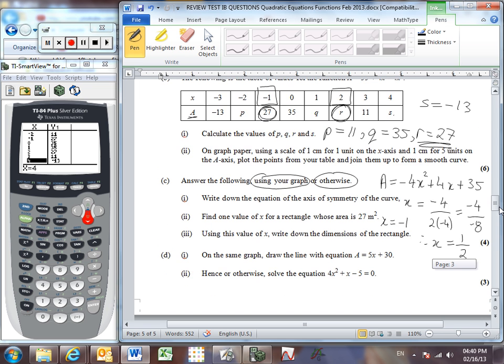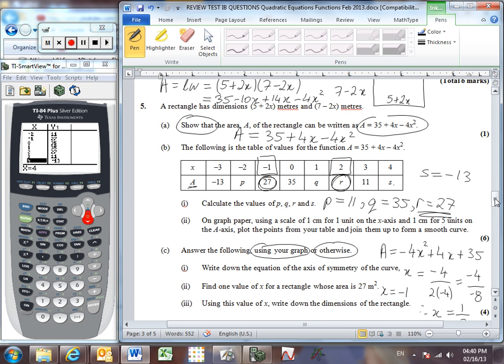Alright, part I says, using this value of x, write down the dimensions of the rectangle. The dimensions mean the length and the width. We know that our rectangle has dimensions 7 minus 2x by 5 plus 2x. So let's substitute in my value x equals -1, so I can calculate what these are. So I've got 7 minus 2 times -1. That gives me 7 plus 2, or 9. And then I've got 5 plus 2 times -1. That equals 5 minus 2, which is 3. So my dimensions then are 9 by 3 meters.